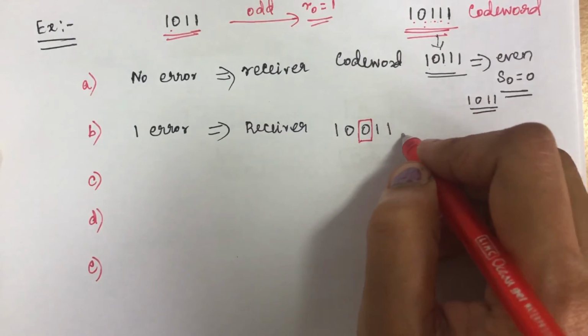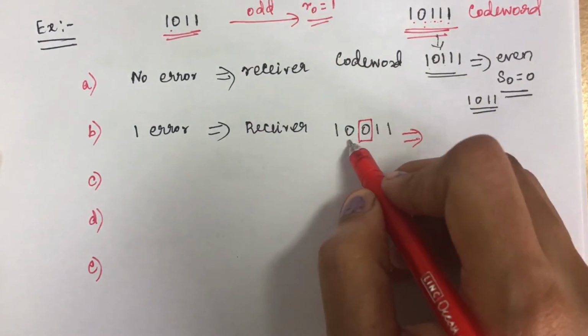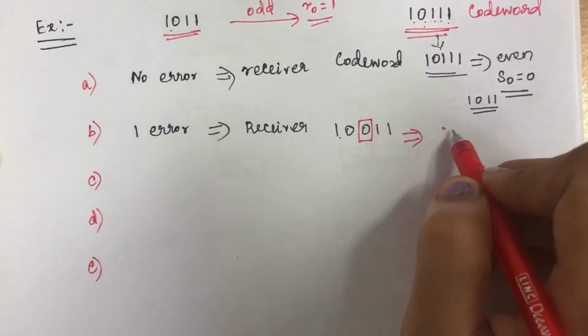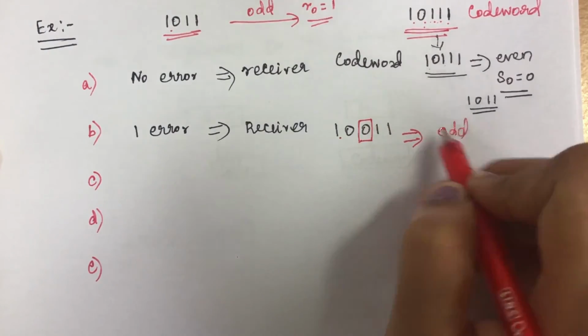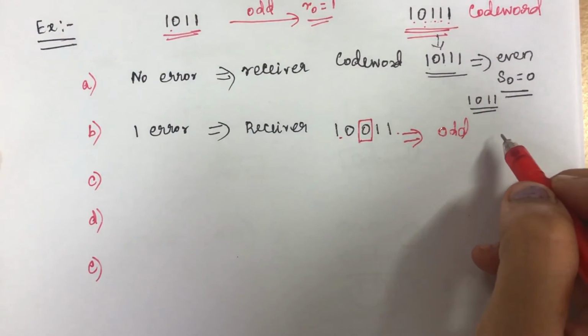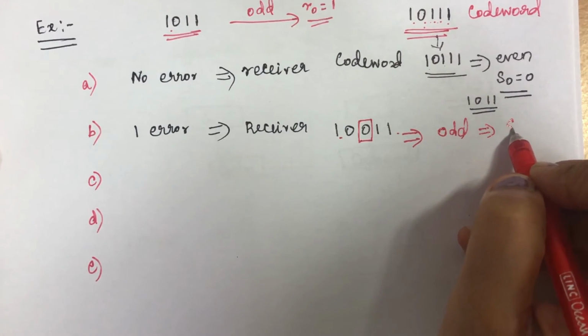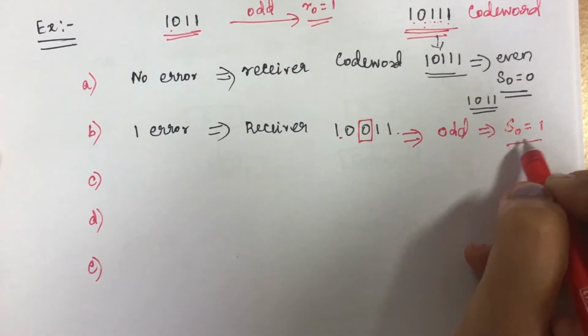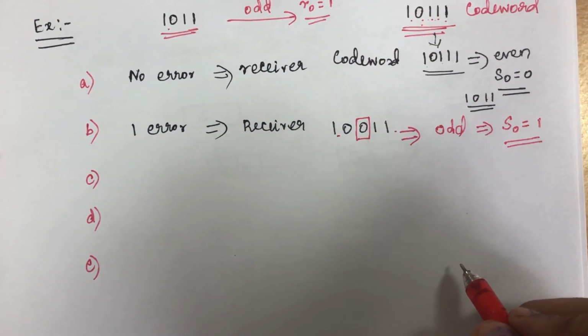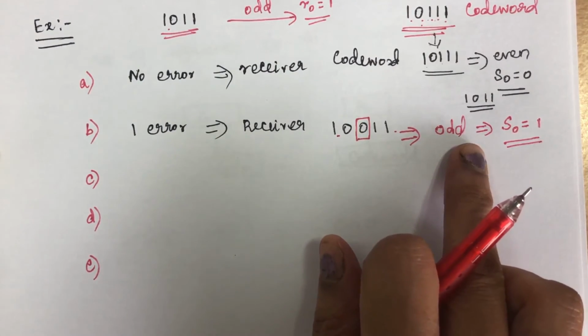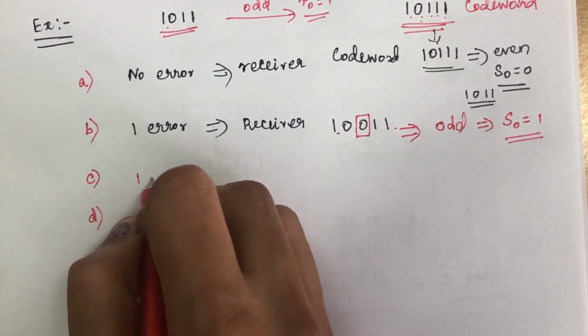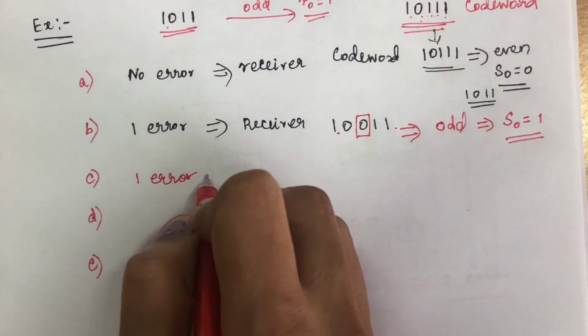So what happens is that S0 will find out the number of ones. The number of ones is odd over here: 1, 2, 3. Since it is an odd number, S0 will be set to 1. So it will discard the transmission.